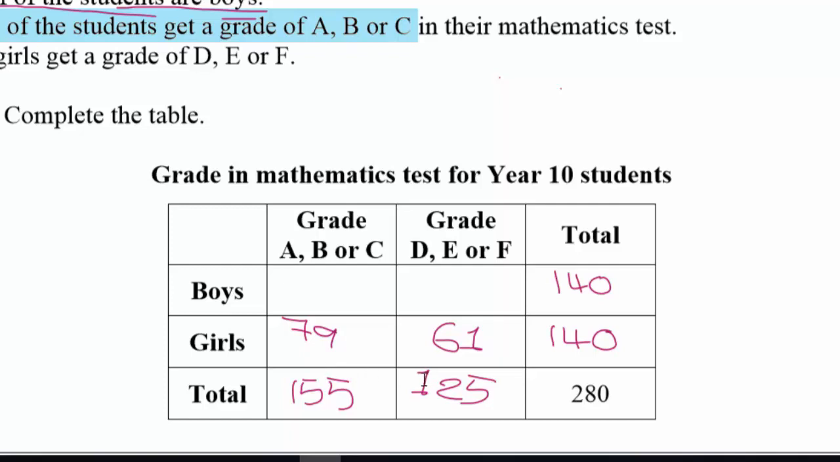And now how can we find these two? We cannot use this 140 because 2 cells are missing in this row. Let's use this column.